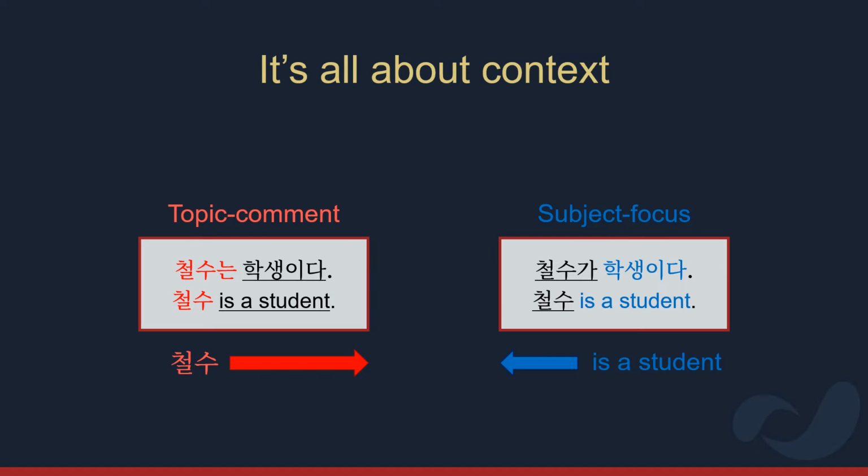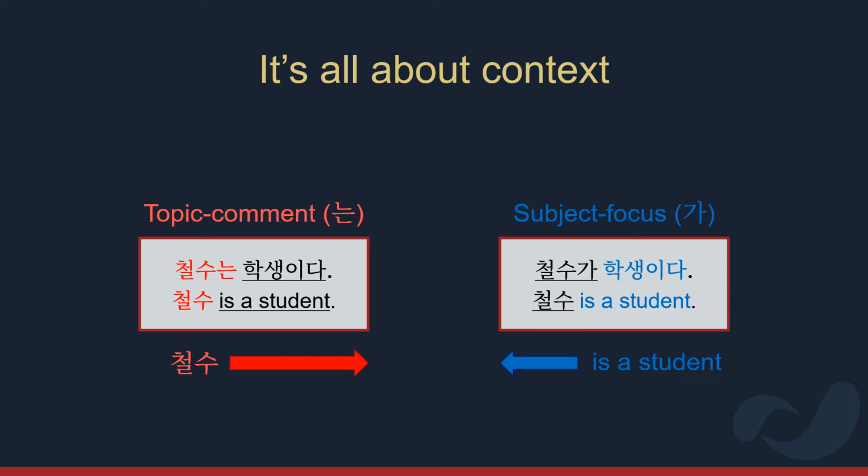So in A, we have Chosu는 학생이다, and in B, we have Chosu가 학생이다. Topic comment uses particle 는, and subject focus uses particle 가. In A, 는 is used to say, I'm about to say something about Chosu. Do I have your attention? Here it is. He's a student. That is, 는 marks the boundary between topic and comment.